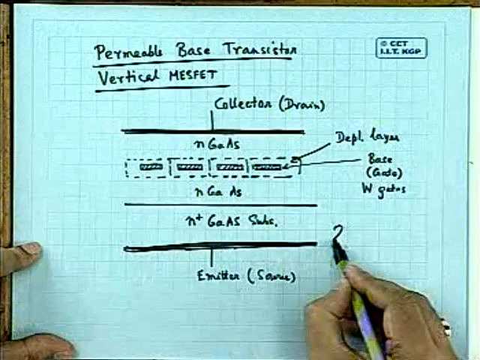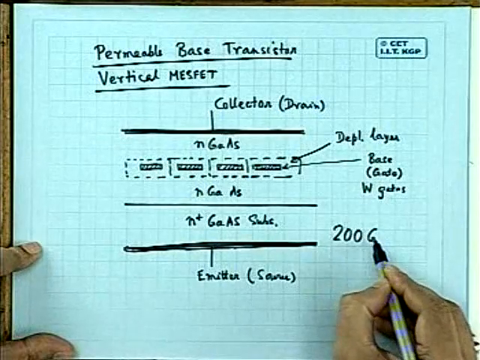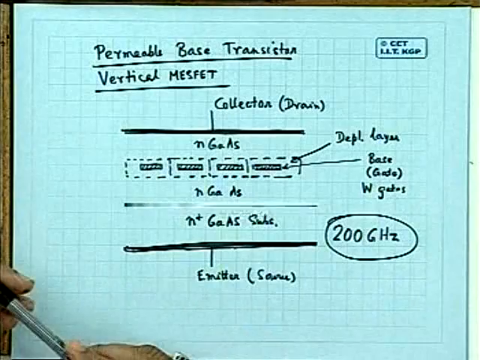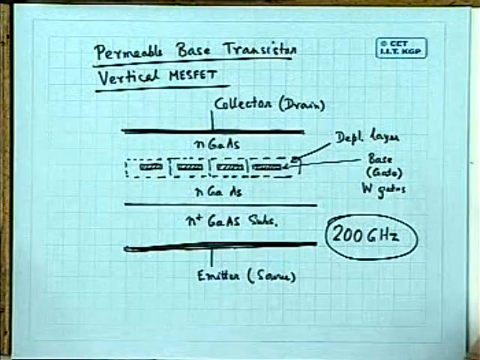People reported some fT value which is around 200 gigahertz using this kind of structure. Very innovative, excellent, academically attractive structure. Lot of publications, lot of models came because it's a beautiful structure. But commercially that was not so much acceptable because of the complications involved.